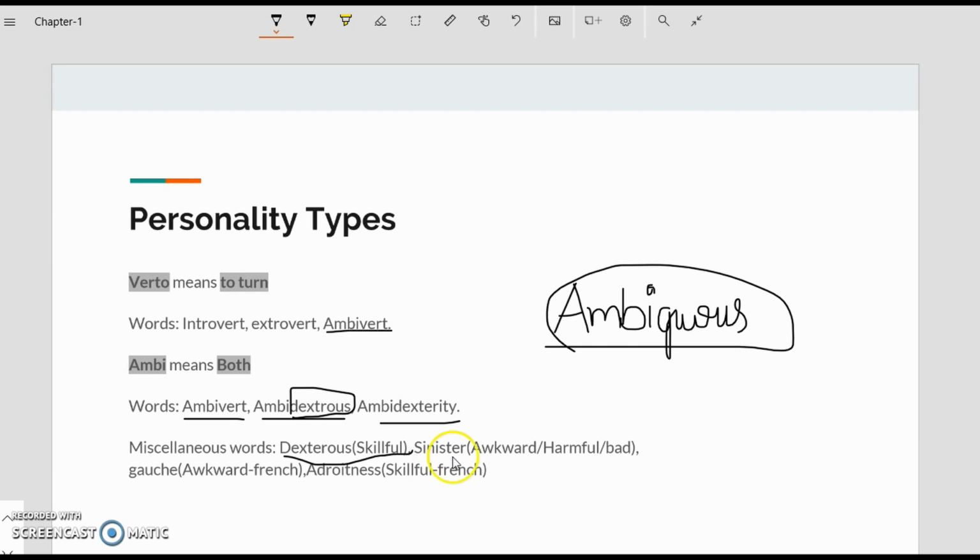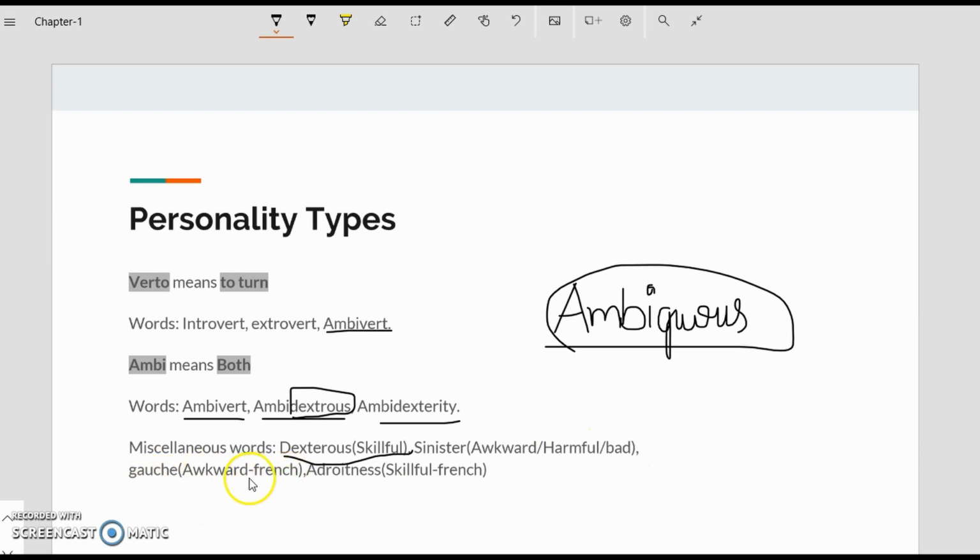So dexterous means skillful. Sinister is a term used for left-handed persons. It's a French term used for left-handed persons. In the olden times, people who were left-handed were considered evil, bad. Even your parents might have told you not to use your left hand, to use your right hand while eating and while writing. So left-handed persons were considered bad or evil, and not skillful. So sinister originally means left-handed, but its English meaning is awful, bad, or harmful.